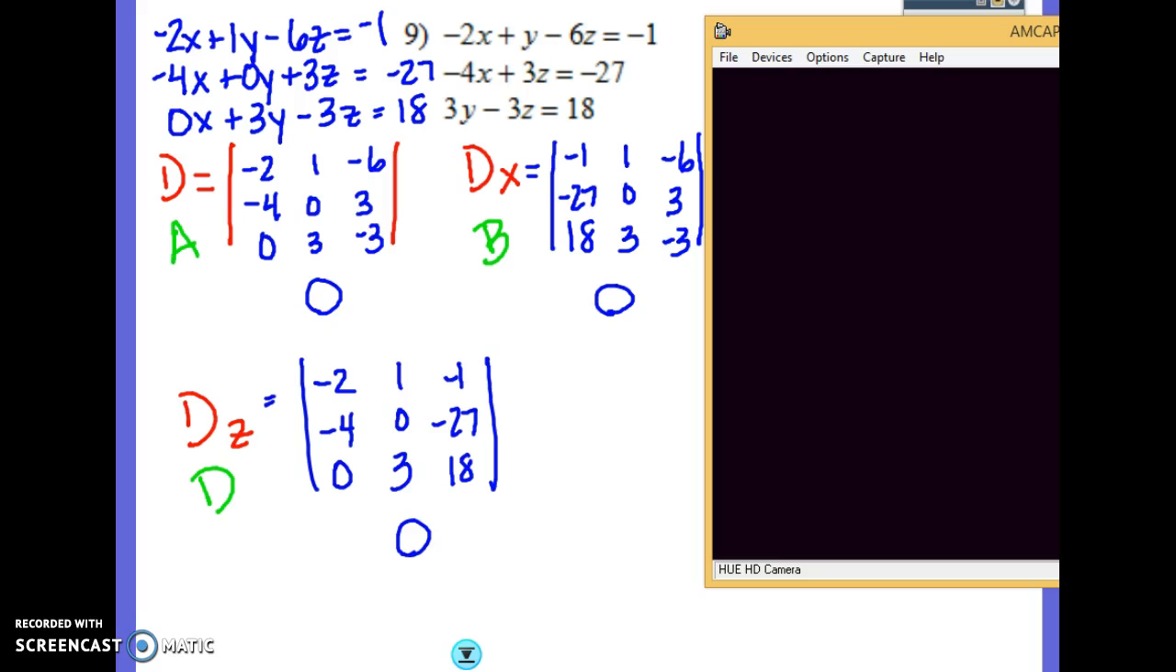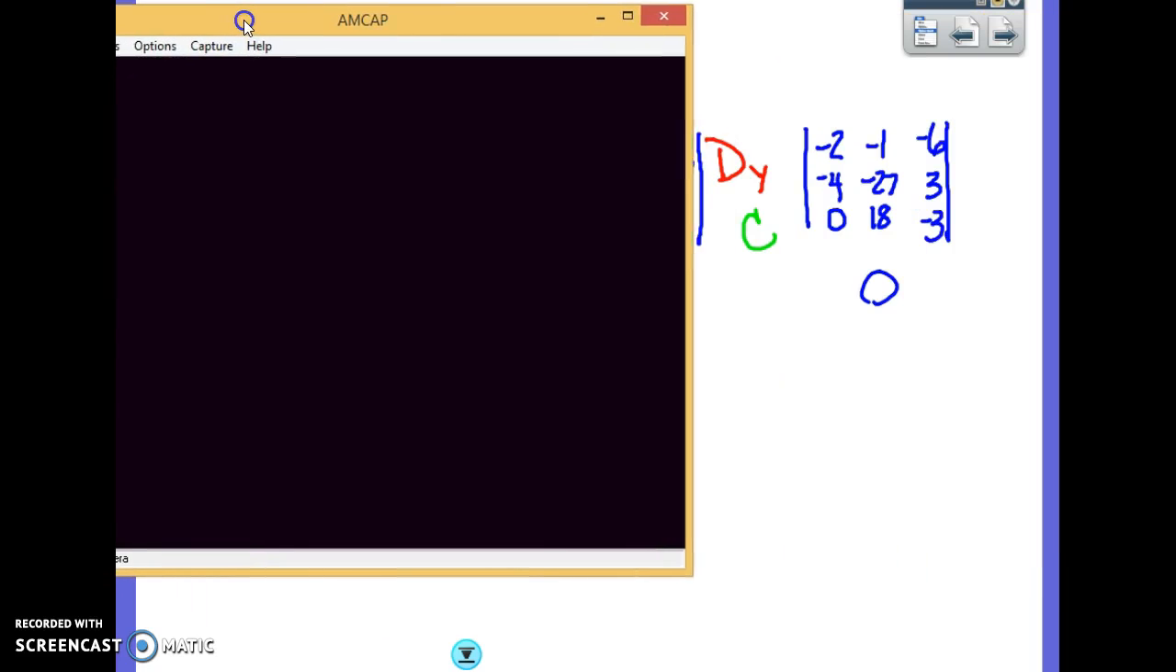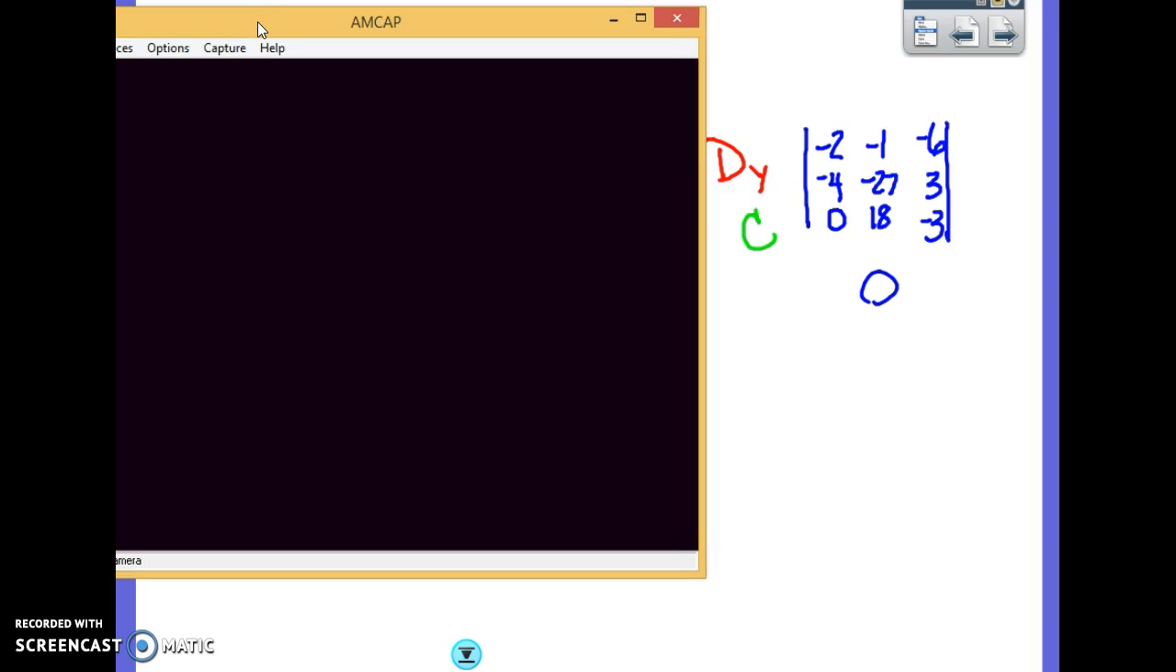Then I'm going to go second mode, or second trace, second x to the negative first, go over to edit and go down to matrix C. And we'll move this over so we can see matrix C now. So matrix C is also a 3 by 3, and then I'm going to enter in negative 2, negative 1, negative 6, negative 4, negative 27, 3, and then 0, 18, negative 3.